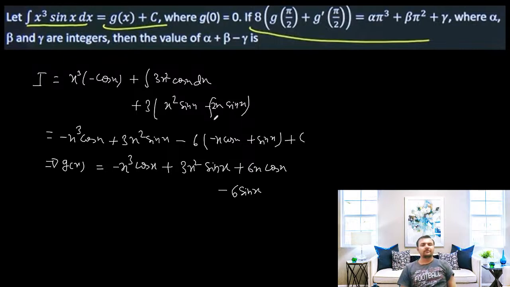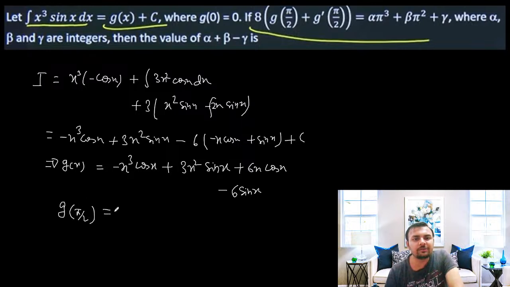Okay, g(0) is 0. So this is 0, this is 0, this is 0. Okay, g(0) is 0. Now g(pi by 2): the first term is 0, this is 3 pi square by 4 minus 6. Okay, and g dash is x cube sin x, and at pi by 2 it is pi cube by 8.